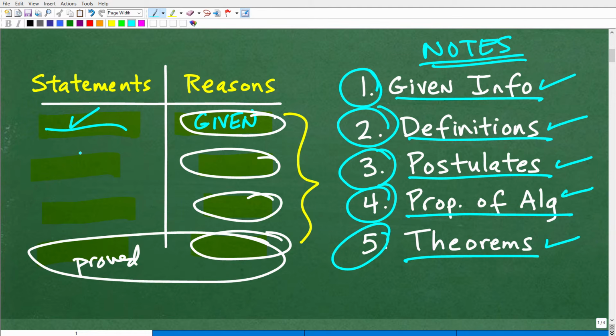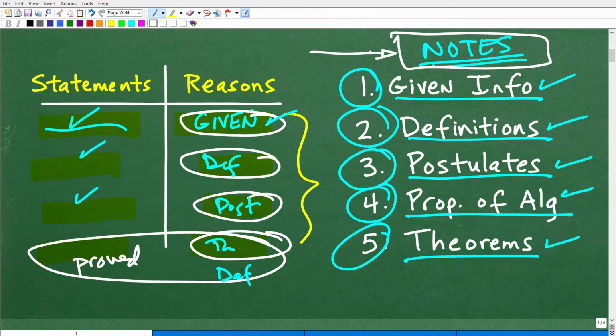So anytime you give a statement for a proof, the only thing you can say is that, oh, that's given information, this is a definition, this is a postulate, maybe this is a theorem. So you just can't have opinions. You've got to back it up with these things right here. Okay, so therefore, you better have super great notes, or this is going to become very difficult. And that's why a lot of students don't like doing these proofs, because there's no way you're just going to be able to remember all this stuff.